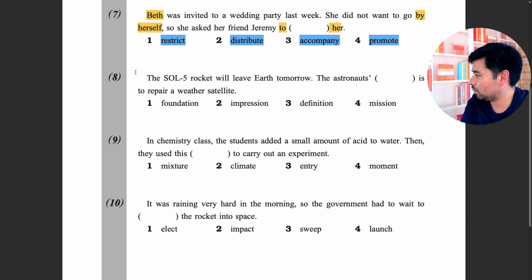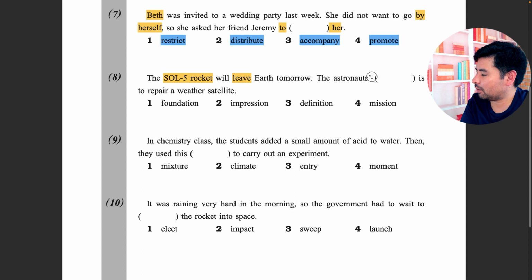Let's go on. So the SOL-5 rocket. This SOL is the name of the rocket. Do you know, a rocket goes to the sky? So we'll leave Earth tomorrow. Important word, we'll leave. Okay, so this rocket, the name is SOL-5, we'll leave Earth tomorrow.